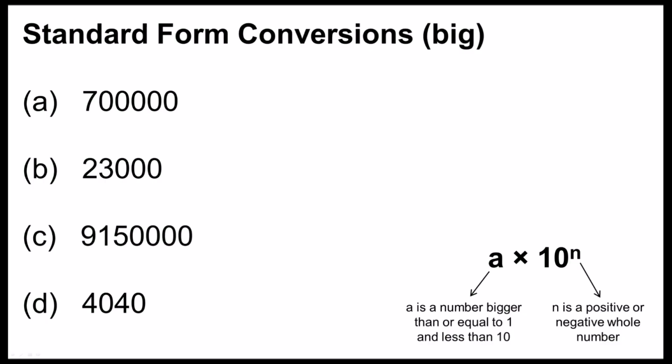In this video, we're going to have a look at converting ordinary numbers into standard form. The numbers that we're going to look at are considered big because they're greater than 1 and typically have lots of zeros at the end.